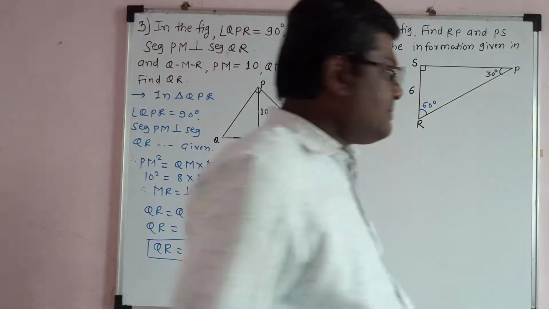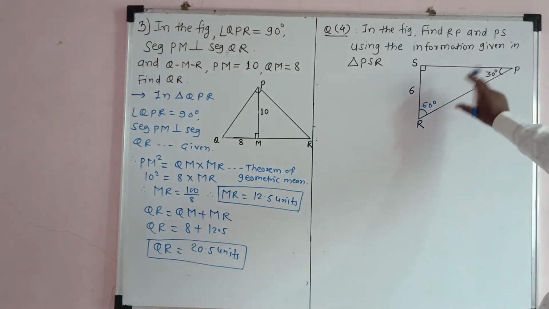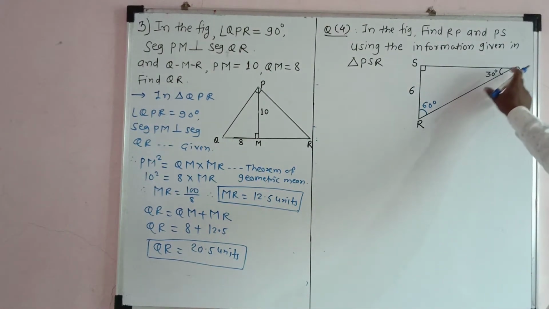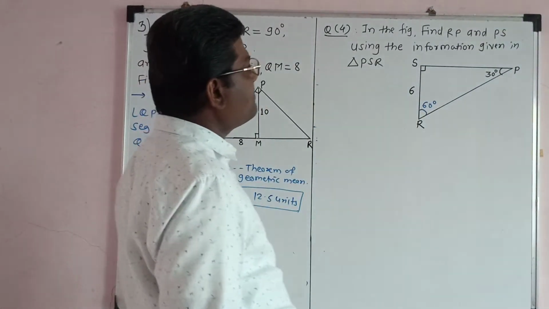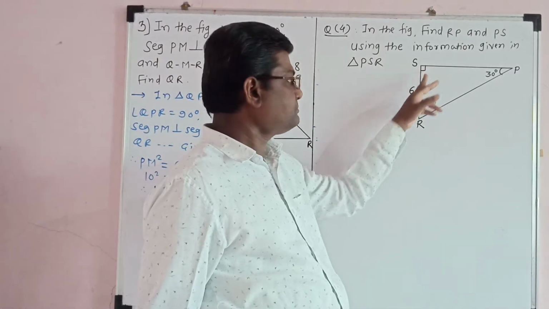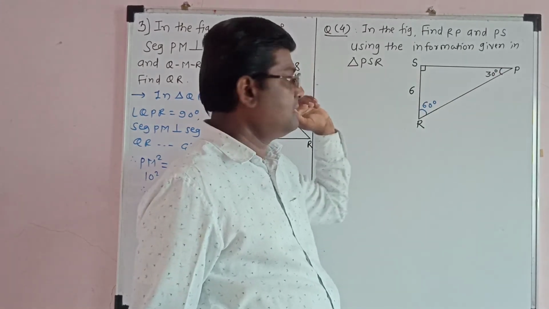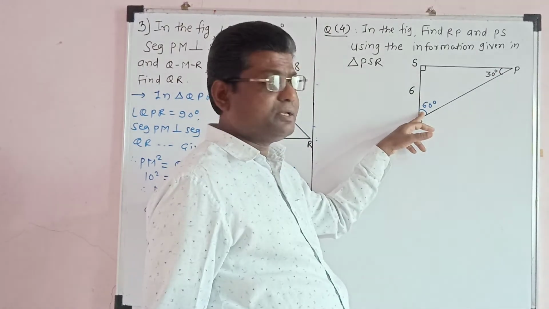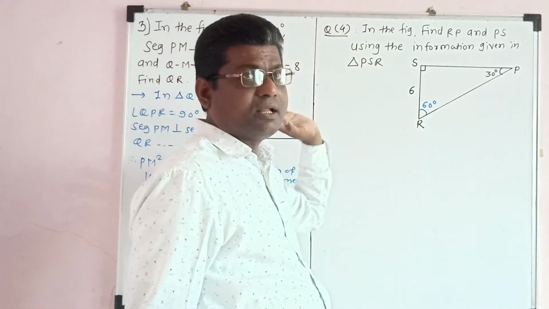Now the next example: in the figure, find RP and PS using the information given in triangle PSR. Let's see. In triangle PSR, angle PSR is 90 degrees, angle RPS is 30 degrees, so the remaining angle is 60 degrees. So angle SRP will be 60 degrees.